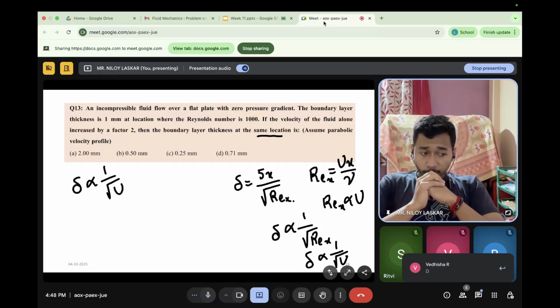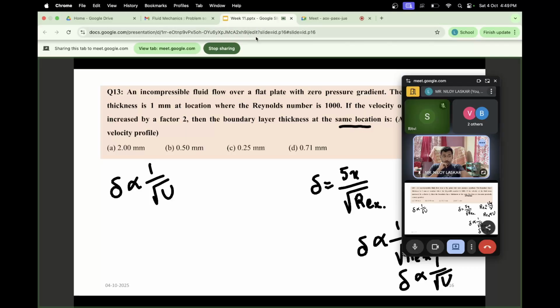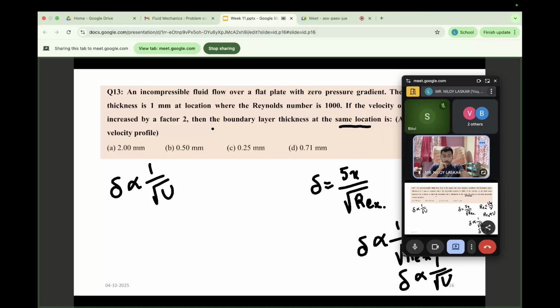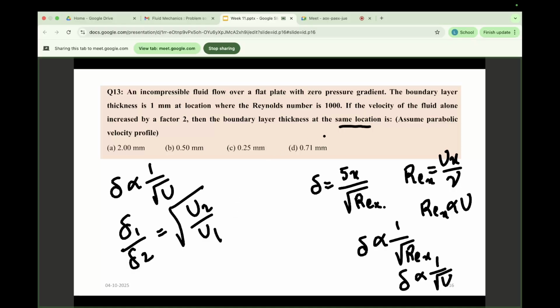So Berisha's answer is option B. Yes, it's the correct answer. So that's why I say it's a simple thing. This should be equal to root of U2 by U1, delta 1 by delta 2. In the question, it is given what is U2? U2 is 2 times U1. It is changed by a factor of 2.